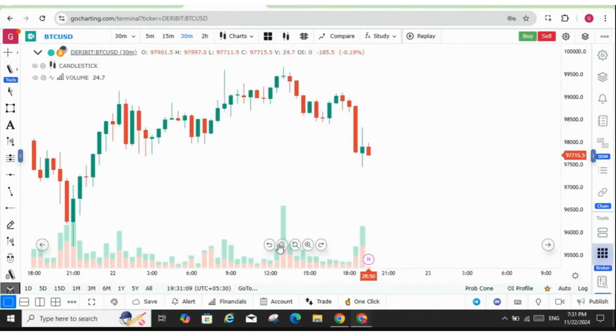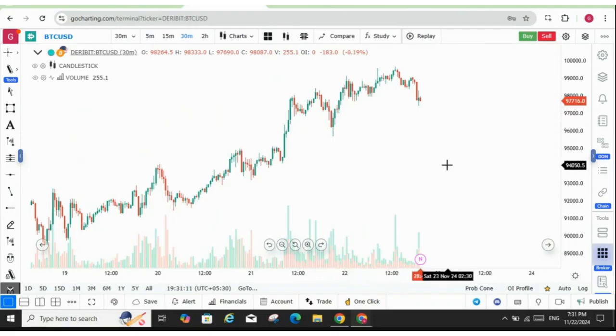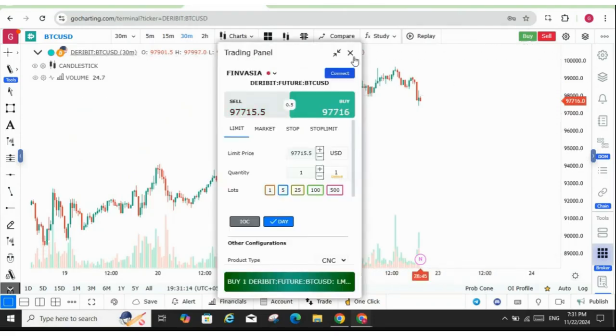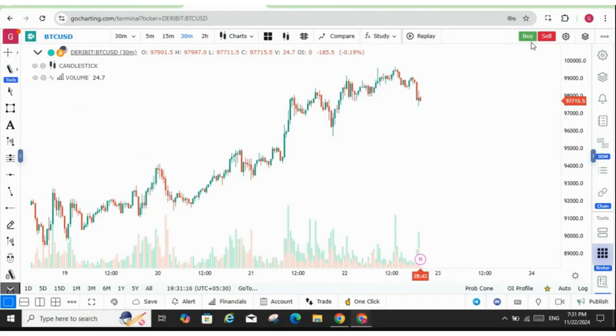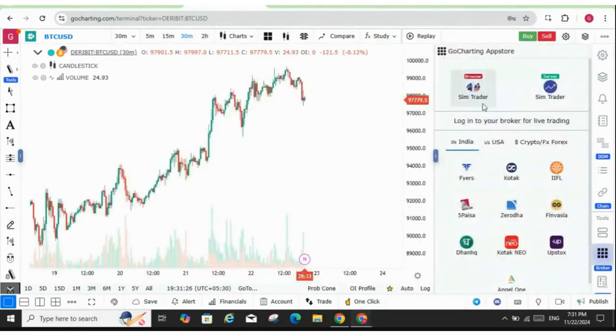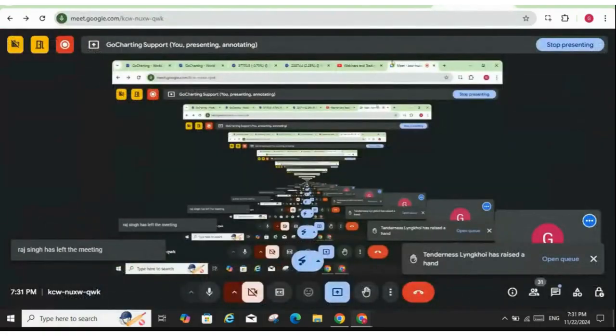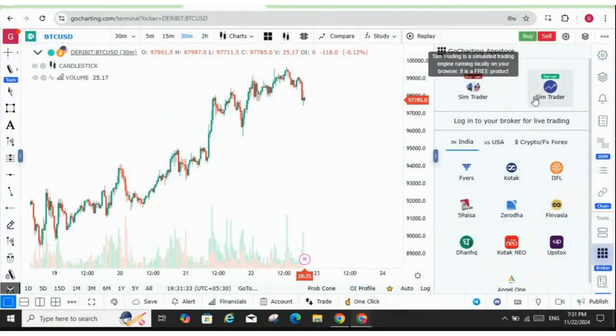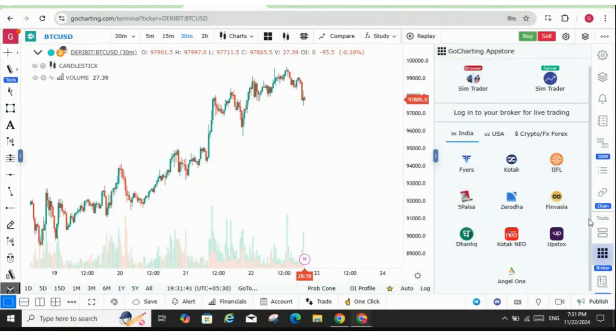Now we are going to discuss how you can do trading in Go Charting. First of all, if you want to trade, you have to connect your broker with Go Charting. So we'll also talk about the broker section. This is the broker section. Here there are two paper traders, and these are real brokers. For India, we have these many brokers. You can connect with these brokers and do the trading.